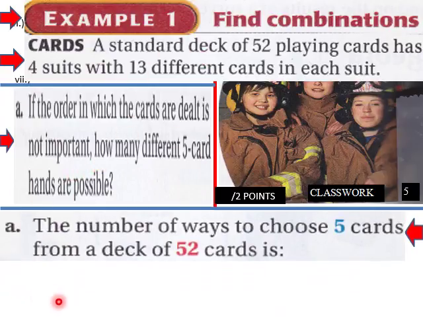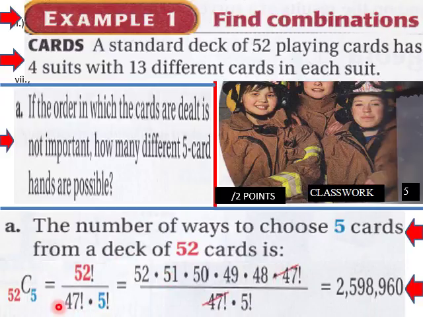That's a great question. The number of ways to choose 5 cards from a deck of 52 cards is right here. 52 choose 5 equals 52 factorial over 47 factorial times 5 factorial. And we come with this number here. So that's the amount of 5-card hands from a deck of 52. That'd be the way to figure it, by using the formula for combination.